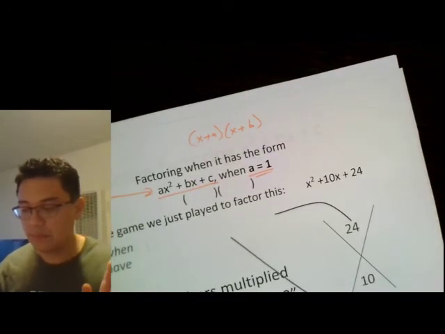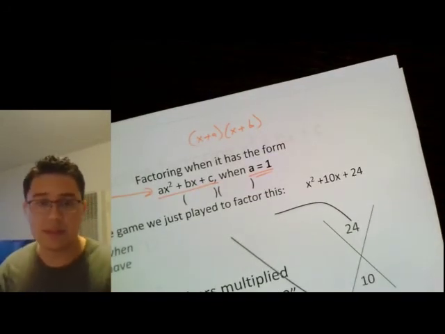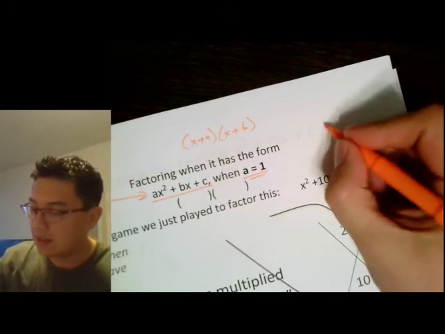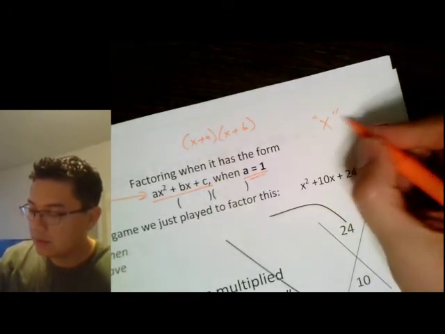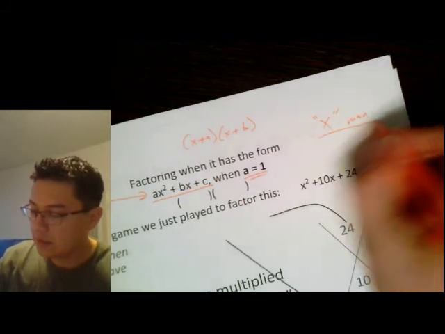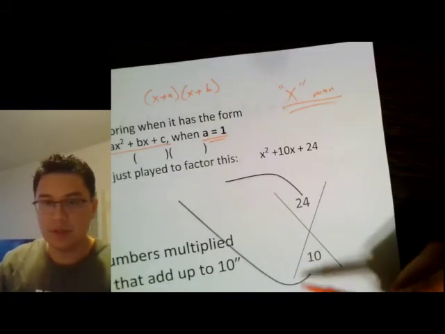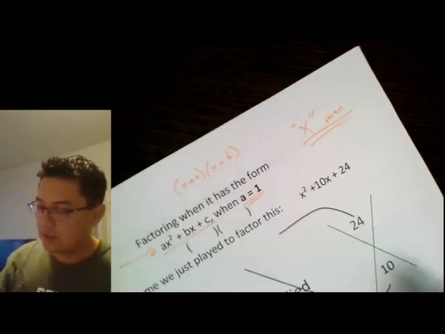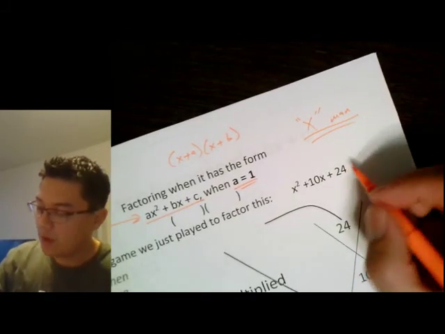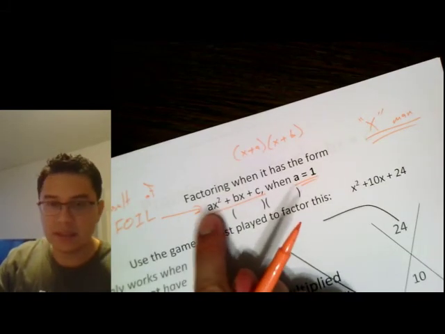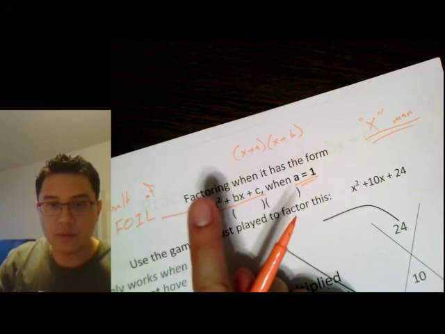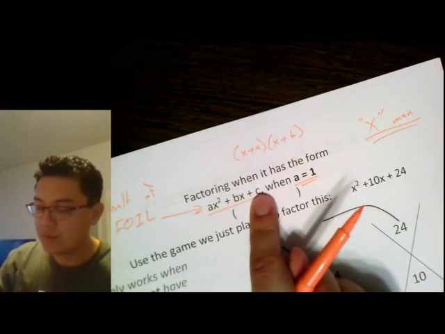So the device we're going to use in class for solving these problems is something called the X-Man. Okay, and it's really simple. You're going to draw an X. This top number here is going to be the product of a. So a is the lead coefficient. So you have your x squared term, and you have a number in front of that. So we take that value multiplied by c.